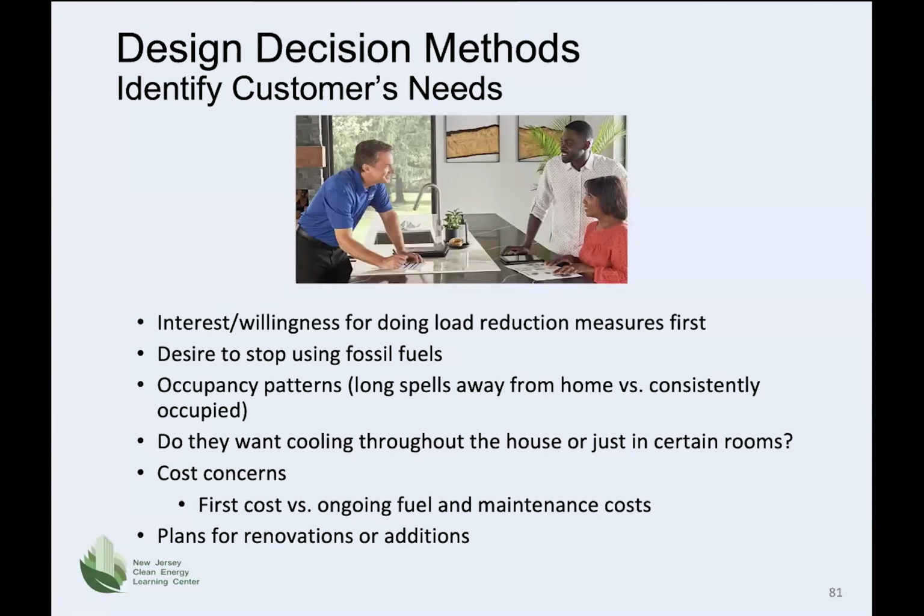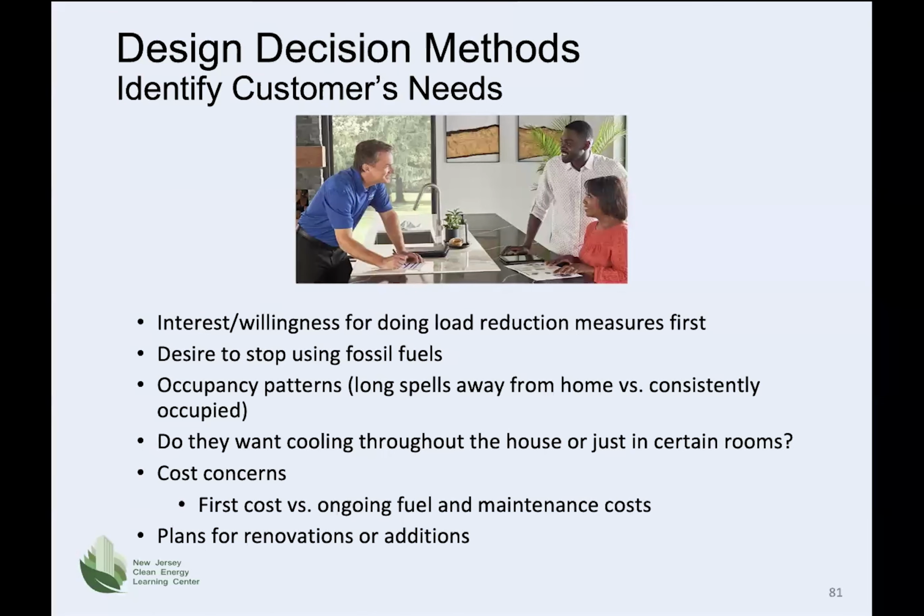And then cost, always a major factor. Here, you're probably going to do your customers a favor by having them get an efficient unit that will pay for itself over time, so-called life cycle costing, versus simply the front end or first cost of the unit.